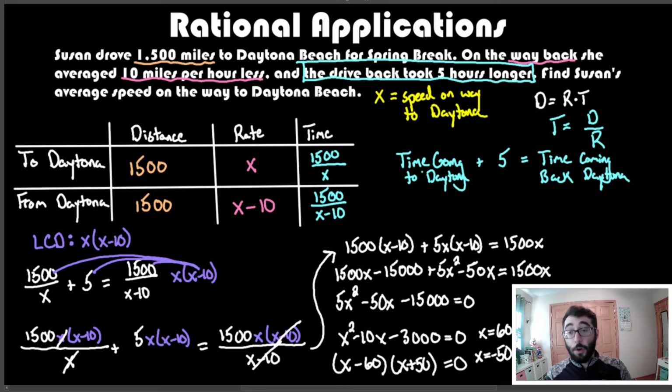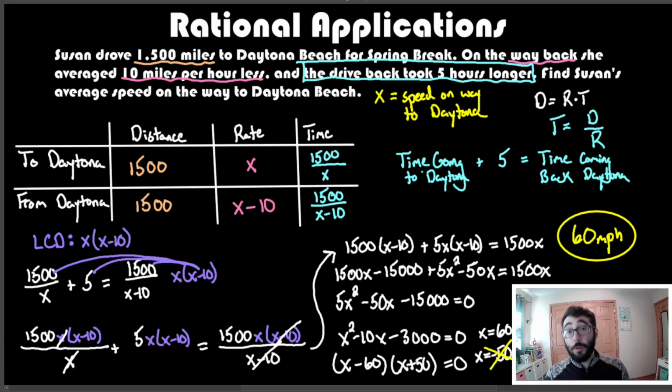Now, once again, we got two answers, but only one of them should make sense. Speed cannot be negative. We're trying to find the speed on the way going to Daytona. That definitely can't be negative 50 miles an hour. So what I got to do is get rid of that negative 50, and 60 would be the only correct answer. So she was averaging 60 miles an hour going to Daytona, and that's what we were asked to find. If we were also asked to find how fast she was going from Daytona, just plug it in. 60 minus 10, 50 miles an hour. Okay, and that would be our final answer.